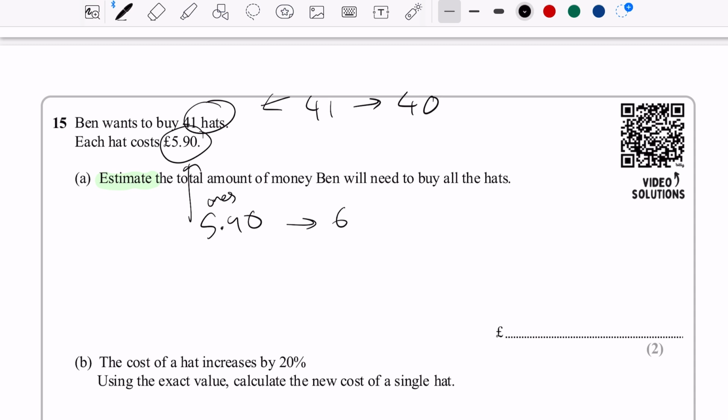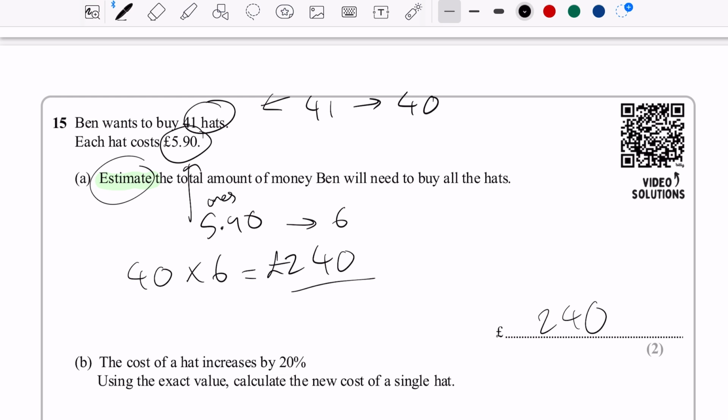Alright, so all we have to do, total amount of money he'll need to buy the hats, so 40 times 6. 4 times 6 is 24, so £240. Alright, 240. That's it. If you see the word estimate, it means, oh, thank God for that, that should be fairly easy. If you don't estimate it, the question becomes harder, you spend ages on it, and then you're wasting time, and you don't get the marks.